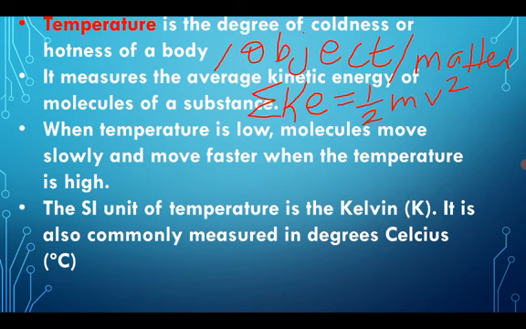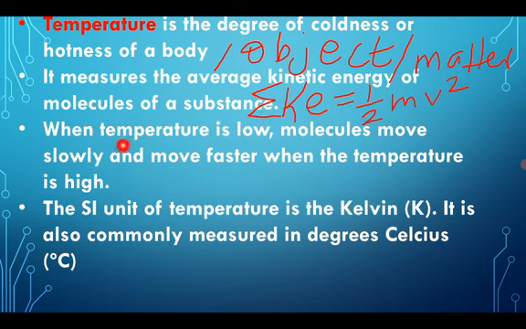Right. When the temperature is low, molecules tend to move slowly and move faster when the temperature is high. So in this case, what we are saying is that when the temperature of a substance is increased, the particles in it will gain kinetic energy. And the opposite is the case. When the temperature of the molecules of the substance is decreased, the molecules also lose kinetic energy, therefore they move slowly.